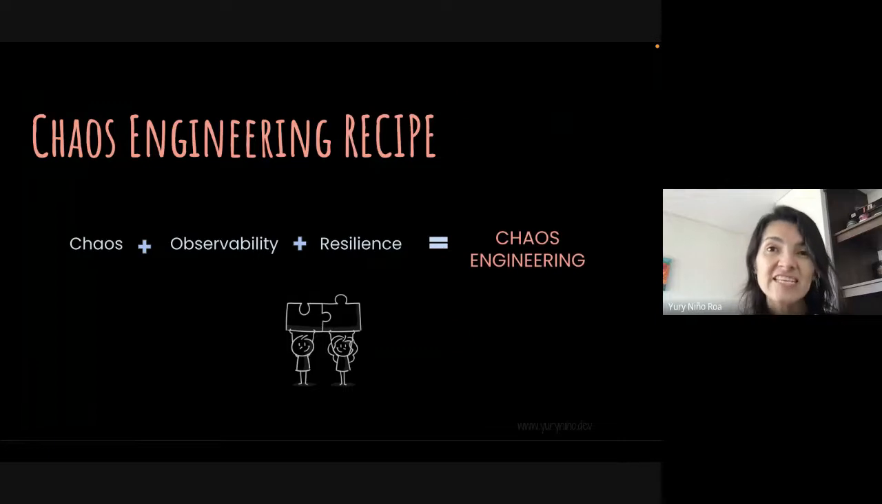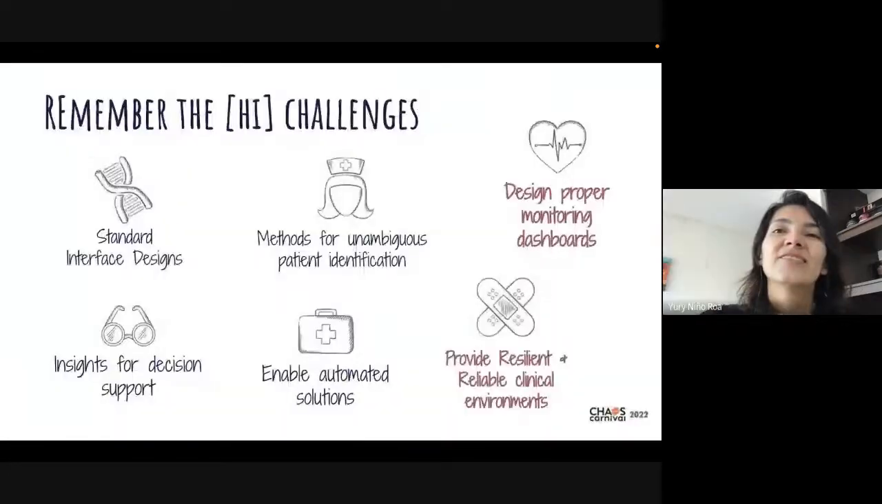So if chaos engineering were an equation, it would be the sum of chaos, observability, and resilience. I gave a talk at GOTO related to this equation, so you are invited to visit the GOTO site and review this talk related to these 3 components that are really important when you are talking about chaos engineering: chaos, observability, and resilience. So if you missed the challenges, I put them in one slide.